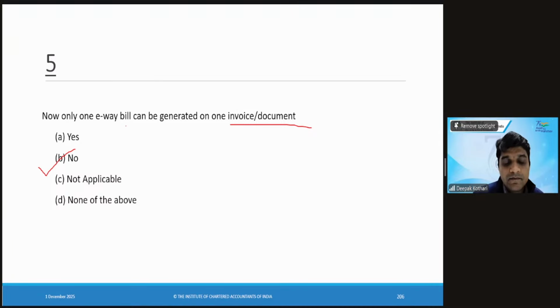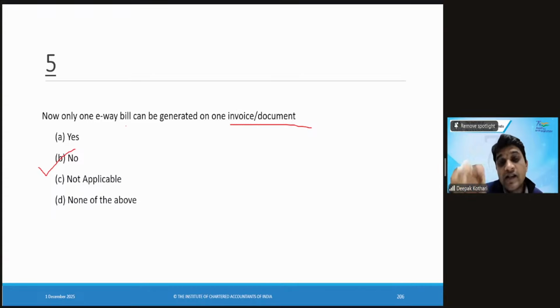Sir, is my voice audible? Yes. Sir, if multiple consignments move together, can a consolidated bill in form GST EWB-2 be used? No, an individual EWB-1 has to be raised, because each consignment, each e-waybill, will have the number of the vehicle. Correct. So in one e-waybill, we cannot mention all the vehicles. So we will generate multiple e-waybills.